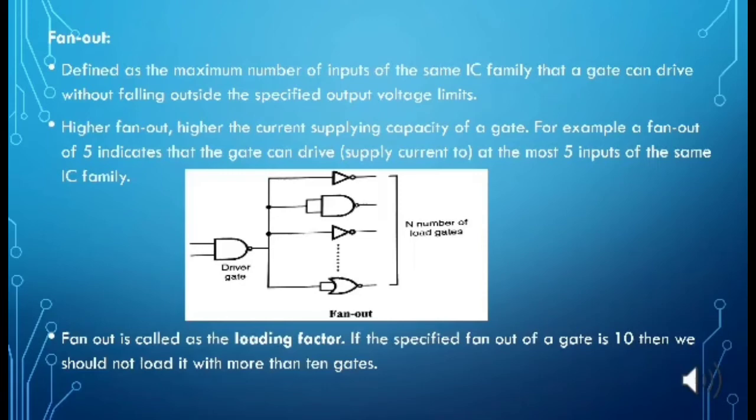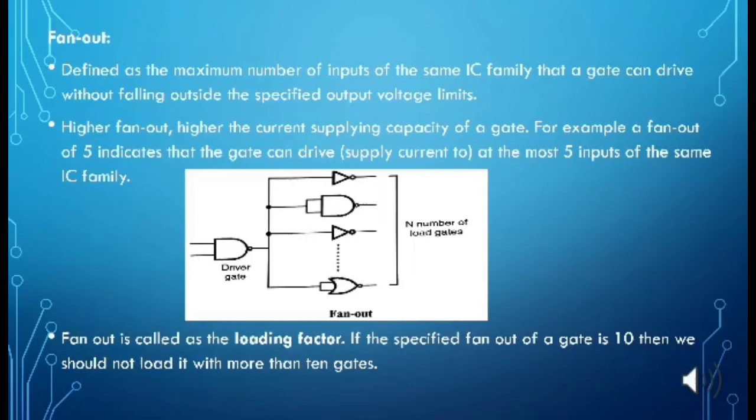As shown in the figure, the fan-out of the driver gate, which is driving N number of gates, is N. Fan-out is also called the loading factor. If the specified fan-out of a gate is 10, then we should not load it with more than 10 gates, because then the output logic level voltages cannot be guaranteed.